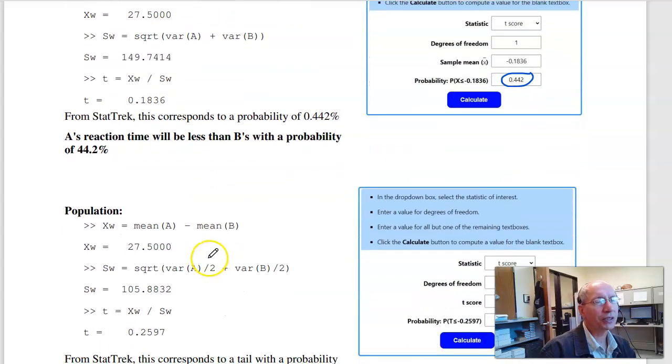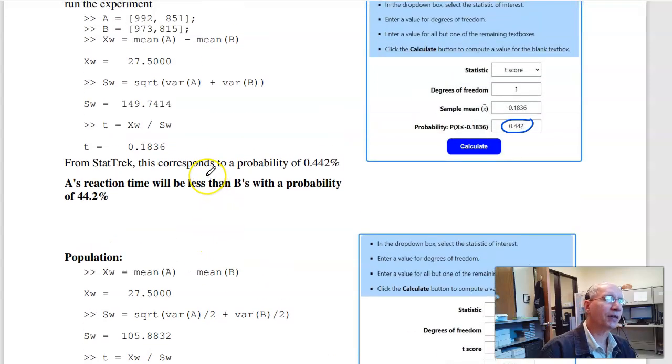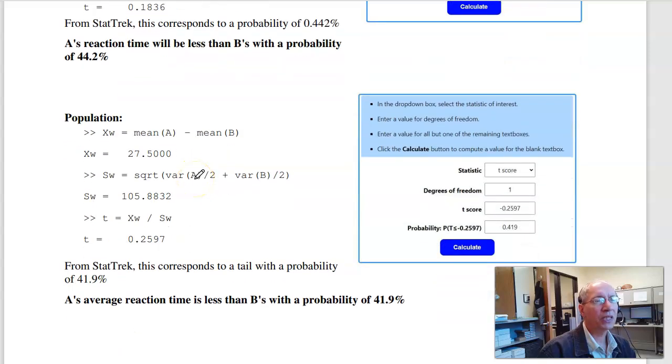In terms of populations, well, this is for an individual. Next time around the experiment, who's going to win? Population. Which hand is better overall? So which one hand should I be using when I'm playing video games? Well, from the data, I divide the variance by the sample size, take the square root to get the standard deviation, find the t-score. So this says my dominant hand is better than my non-dominant hand with a probability of 41%. So according to this, I should be using my non-dominant hand.